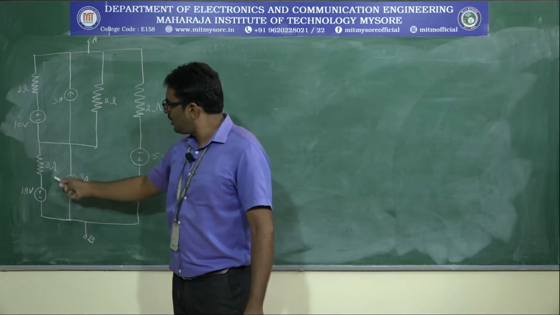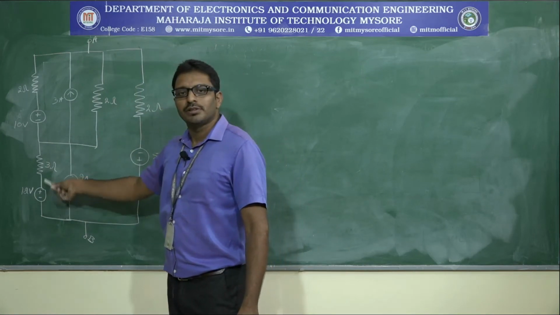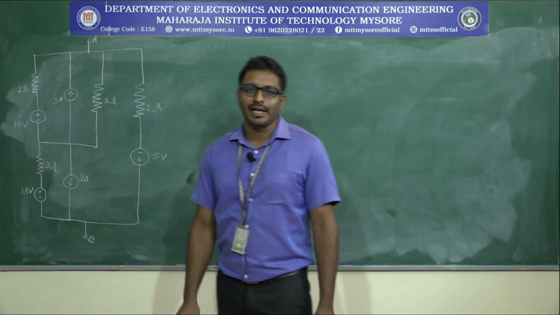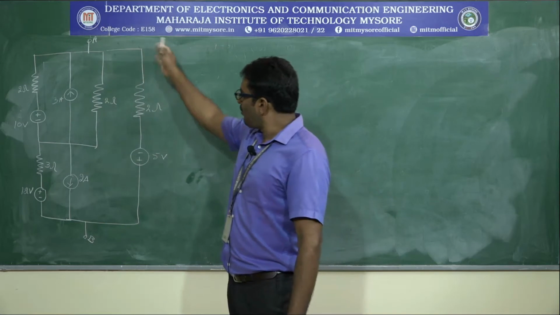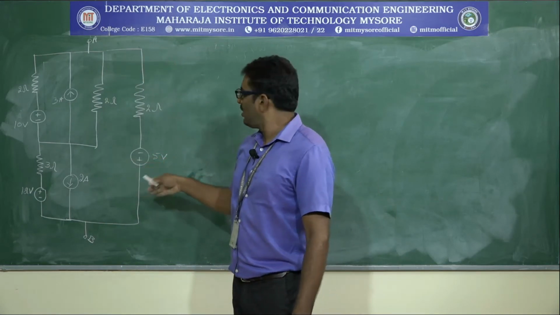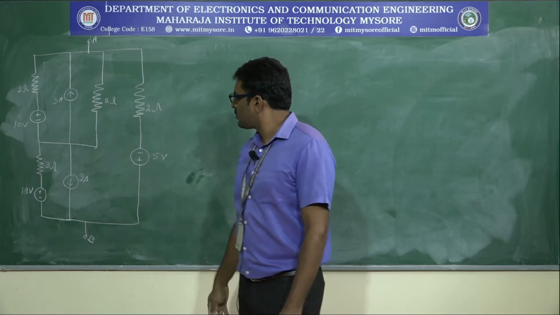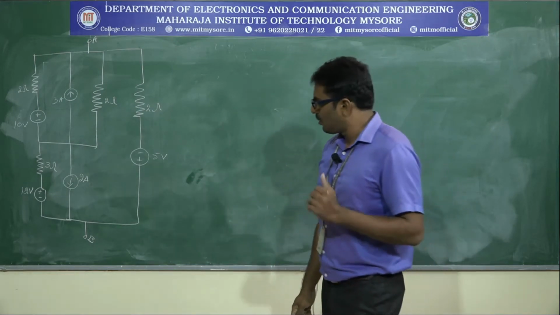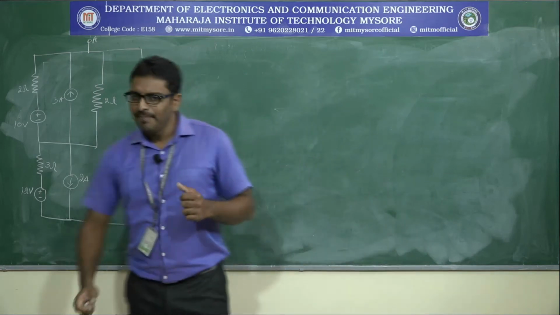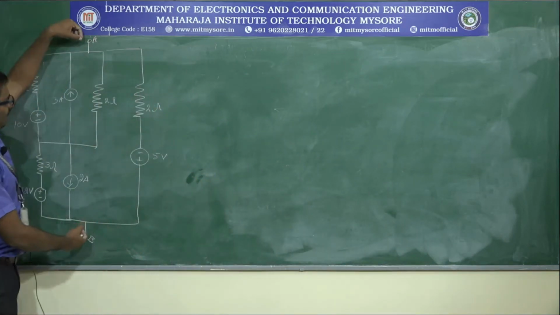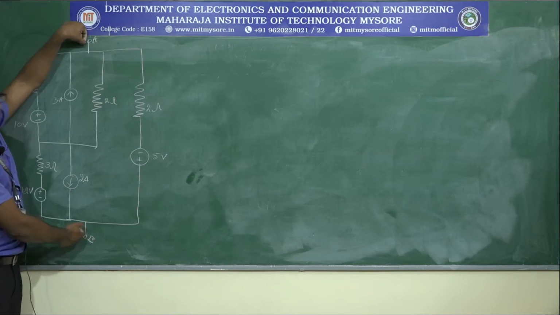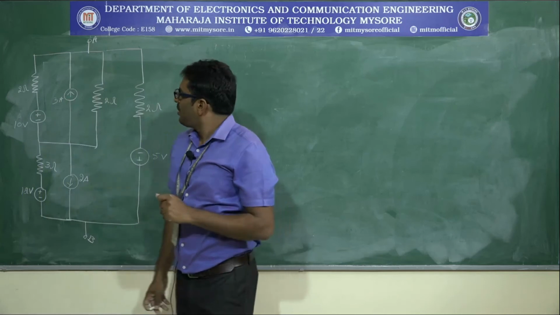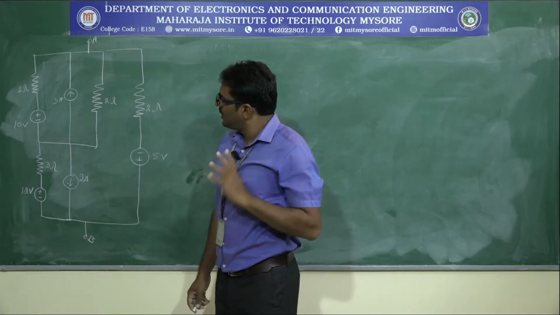So in this combination, a 12 volt practical voltage source with an internal resistance 3 ohm. Again a 2 ampere current source is connected in parallel. The entire combination is connected in parallel with the practical voltage source 5 volts with an internal resistance 2 ohm. Here the question is to find a simple equivalent circuit between the terminal A and B. So what is the first step we can do in this problem?